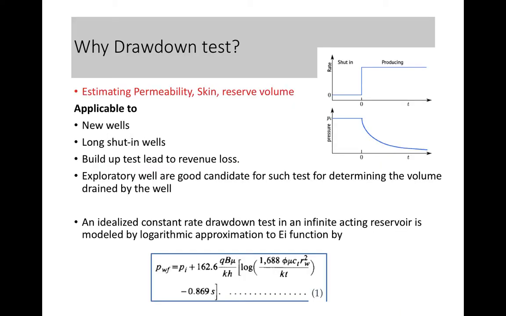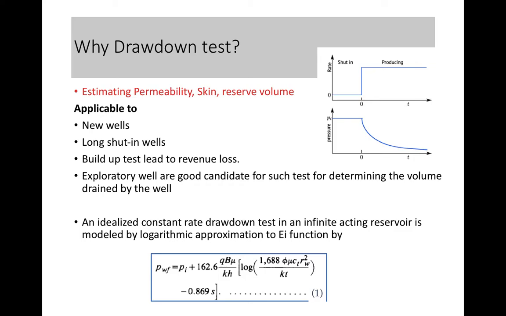Now, what is a drawdown test, right? Till now, you must have an idea what a drawdown test is. It is opposite to that of build-up, first of all. Initially there was a shut-in before producing the reservoir, and the shut-in is done to keep the pressure stabilized, right? Once the pressure is stabilized, we allow the well to flow at a constant rate. Okay, so this is a drawdown test. What we estimate out of this test: the permeability, the skin, the reserve volume.